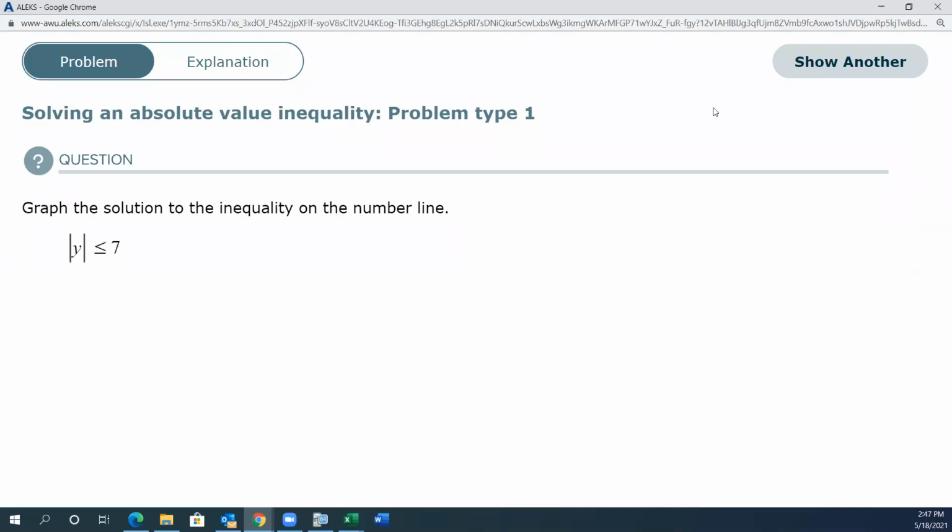Now we're doing absolute values with inequalities. So it's not an equation. It's not an equal sign. It's an inequality: less than, greater than, less than or equal, greater than or equal. This one is less than or equal. So there is some similarity to when it was an equation.